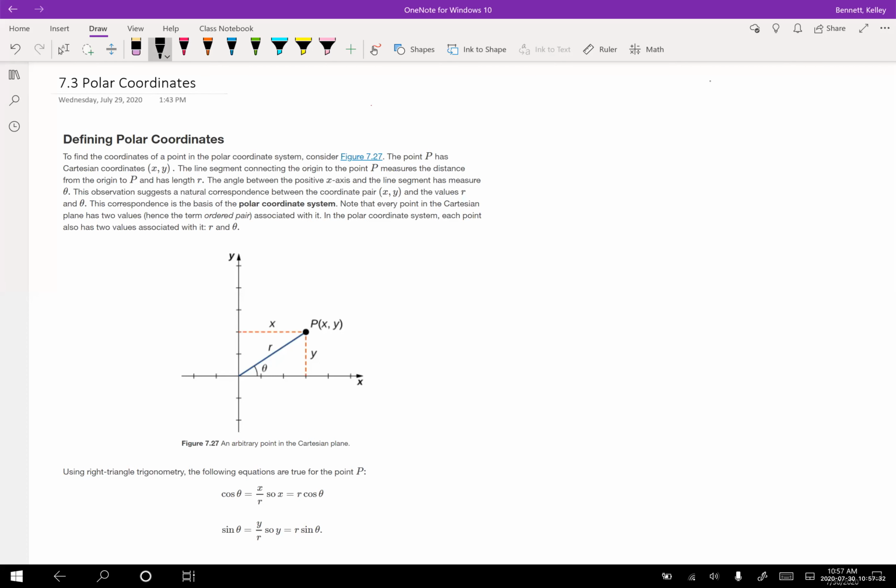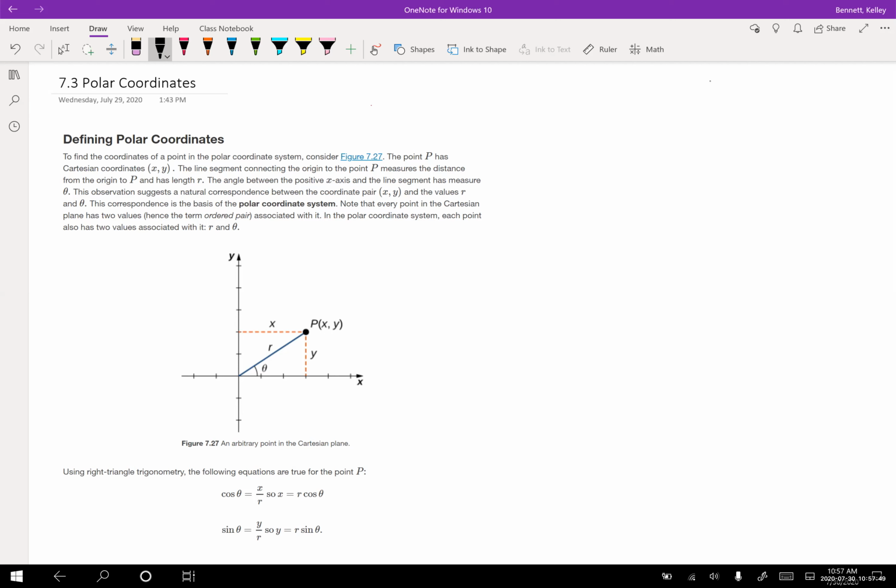All right, so 7.3, polar coordinates. So the entire semester so far, we've been dealing with rectangular coordinates, which is just the typical Cartesian plane, x comma y, rise over run. So now we want to transition to polar coordinates.